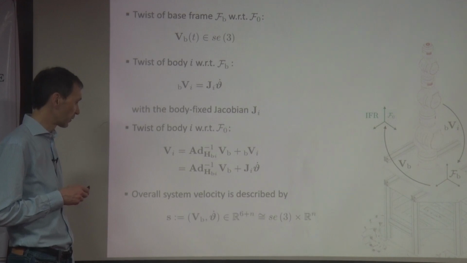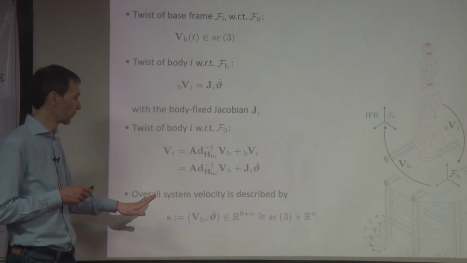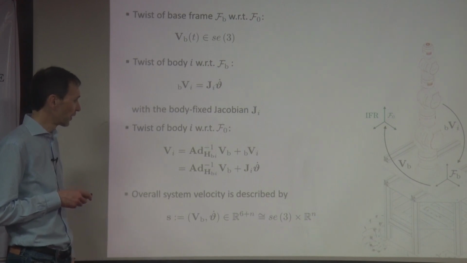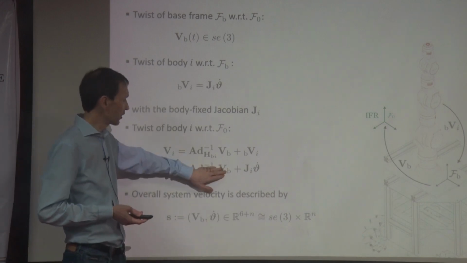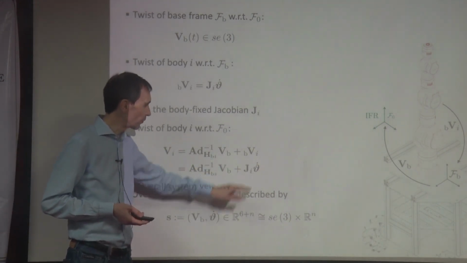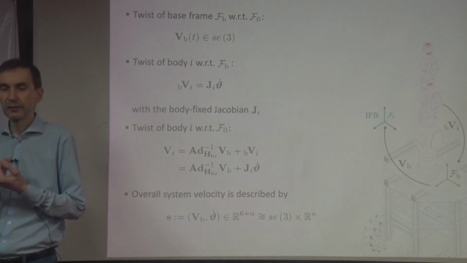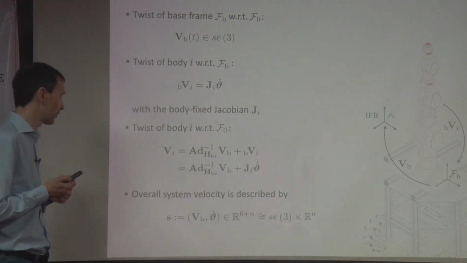And again, the overall system velocity is then again specified by what? By the base motion, by the base twist and the time derivative of the joint coordinates, right? Which is called the generalized coordinates.